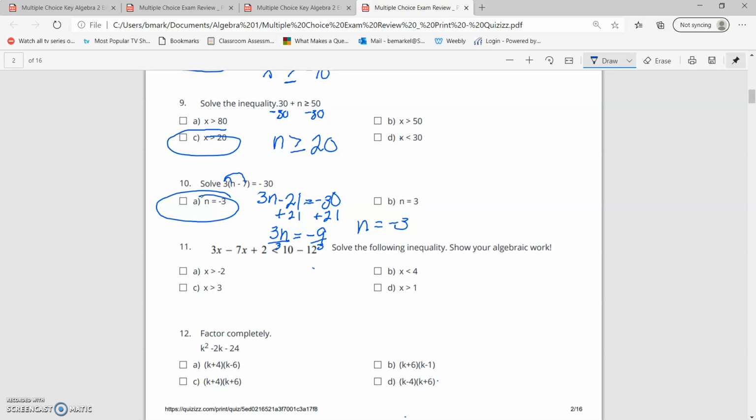I wanted to solve the next inequality. I'm going to erase this 3 down here. Whoops. Okay, I'm going to erase that so that we can see our next problem.